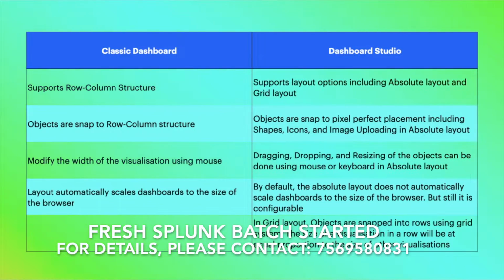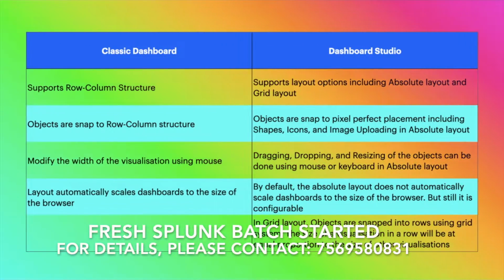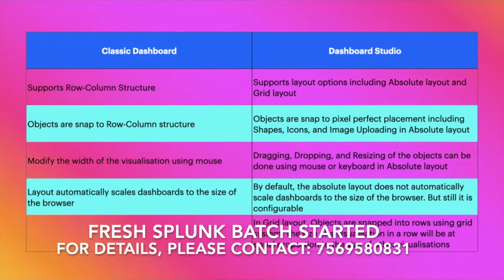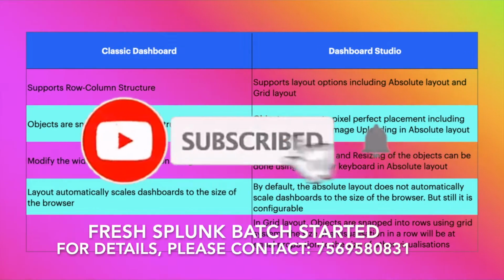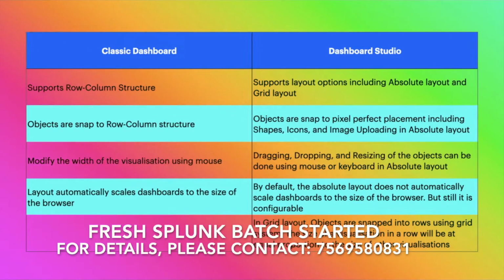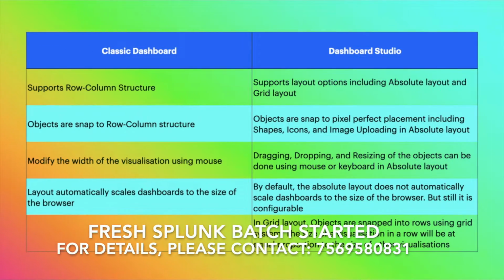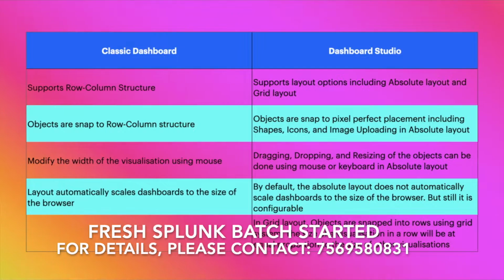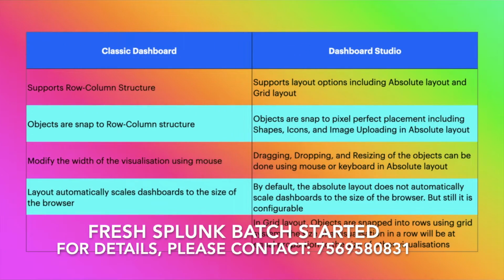A classic dashboard supports row column structure. Whenever you build a particular panel in a classic dashboard, it occupies the particular row, so it spreads across the entire row on your screen. If you add another panel into the same row, it will be split into columns. Some 3 to 4 different panels in a row you can add as different columns. So basically a classic dashboard supports row column structure, right?